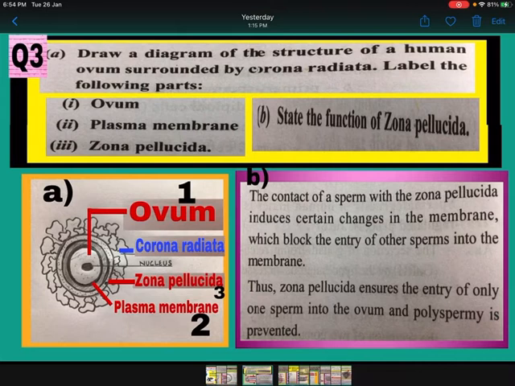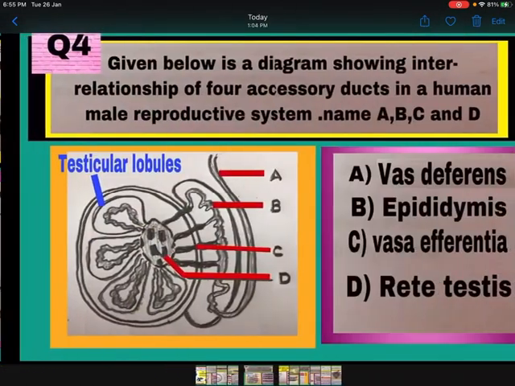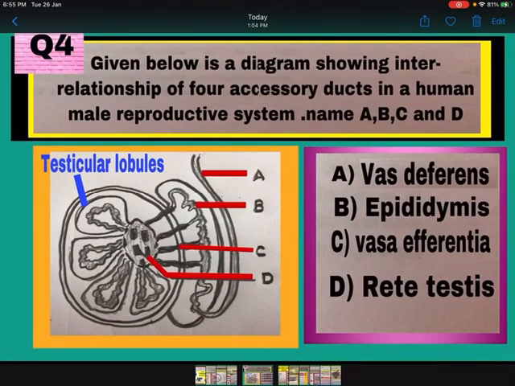Now come to B part of the question. State the function of zona pellucida. When sperms come in contact with zona pellucida, it induces changes in the membrane and it blocks the entry of other sperms. So it ensures the entry of only one sperm into the ovum and thus prevents polyspermy.